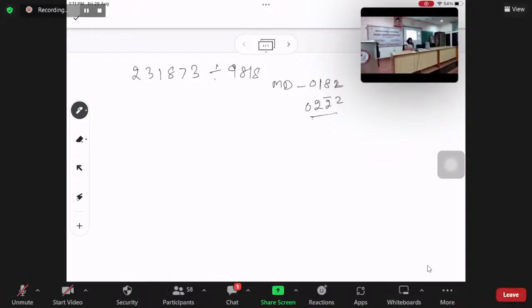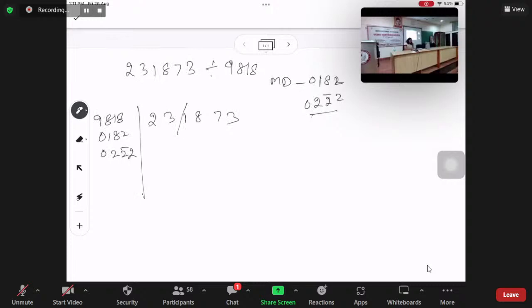Okay, so we write and we have this is 231873. So this is 9818. Its modified divisor is 0182 and its new divisor is modified as this. Again we put a slash because 10,000 is the base. Proceed in the same way. First number as it is 2. Then multiply. Now multiply with this new modified divisors, not with the old one.